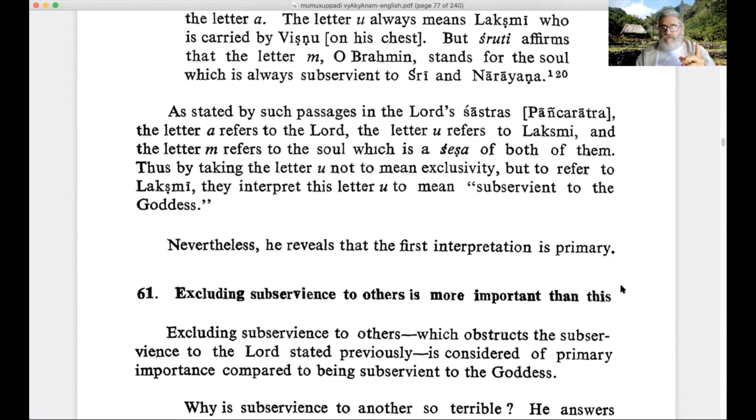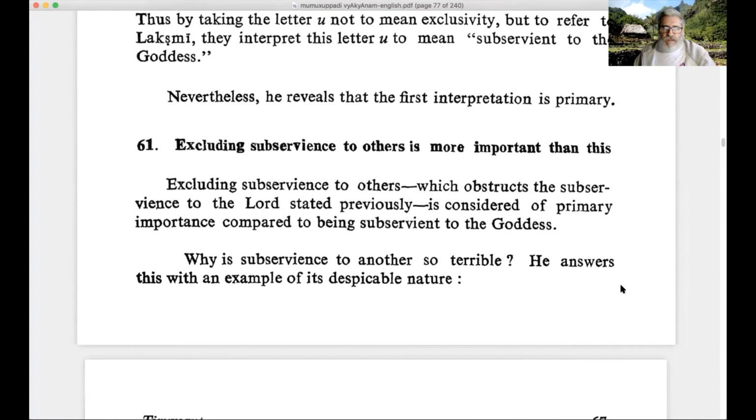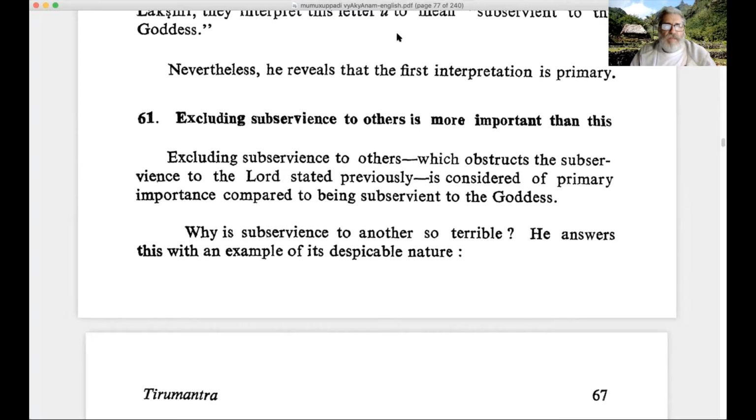So remember, we've learned two meanings for the letter U here. The first meaning is exclusivity in service to the Supreme Lord, right? And the secondary meaning is that the letter U can also mean Mahalakshmi. So it could also mean that the letter M, representing the Jivas, is also subservient to Mahalakshmi as well as to the Lord. Like that. So let's see what Acharya has to say about that.